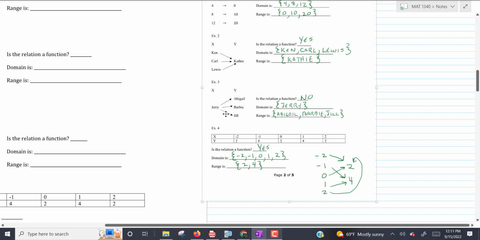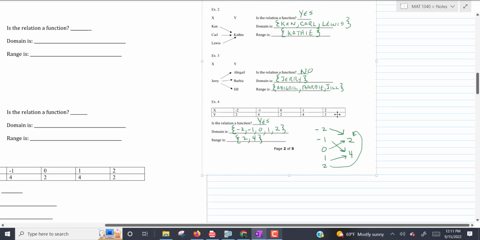Okay, you can't do that. That's a bad thing to do, right? So that's not a function. Okay, the idea is that it's going to 3 different places. And again with this one, you'd have Jerry and then Abigail, Barbie, and Jill as your range. I think everybody got that right.